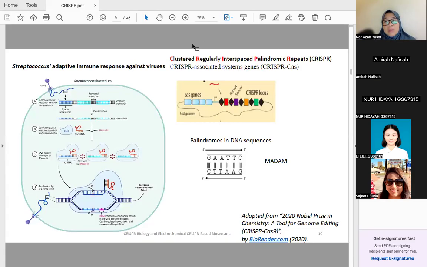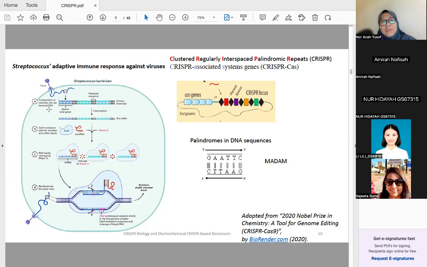So bacteria has a special defense mechanism. Once it is infected, a specific region of DNA of the virus will be incorporated. I hope that you can see this. If not, then please open your own because this is a PDF. I cannot enlarge it more. This is the incorporation of viral DNA into the bacterial DNA.